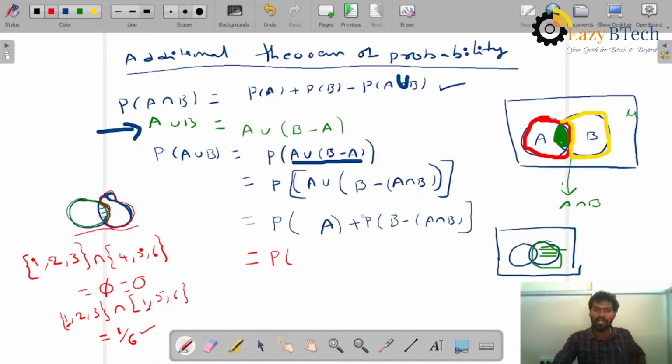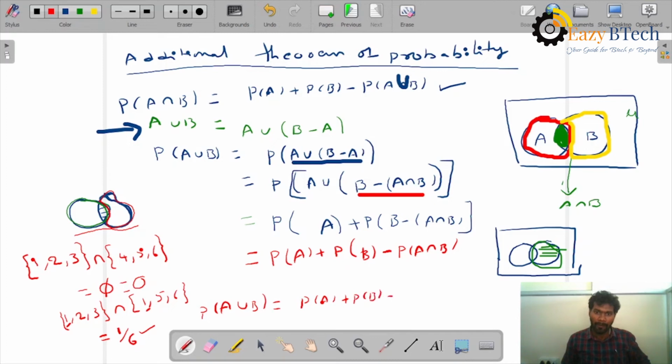That's why A union B can be written as probability of A plus P of B minus A intersection B. Here B minus A intersection B and A intersection B are also mutually exclusive events, so it can be written as P of B minus P of A intersection B. So finally we can say that P of A union B is equal to P of A plus P of B minus P of A intersection B. This is called the joint theorem of probability.